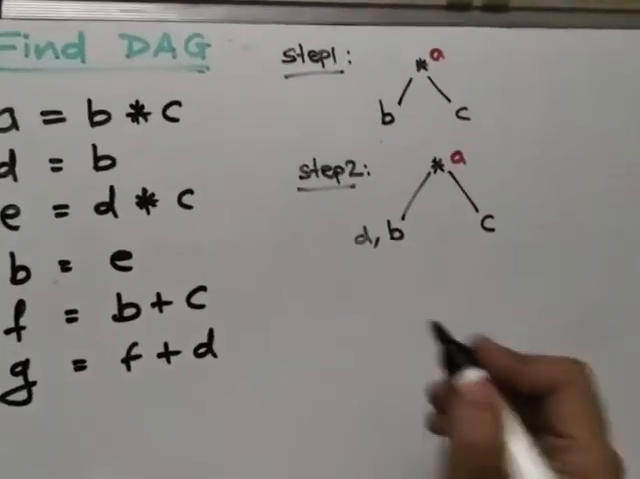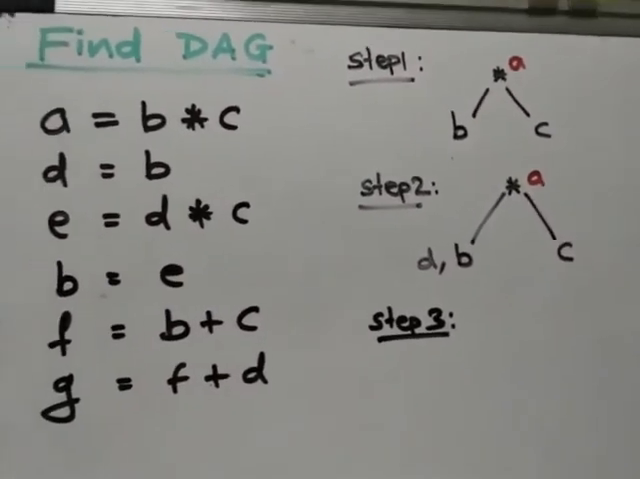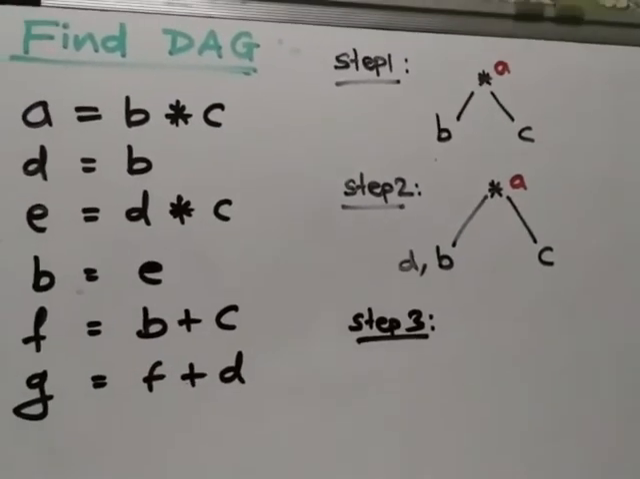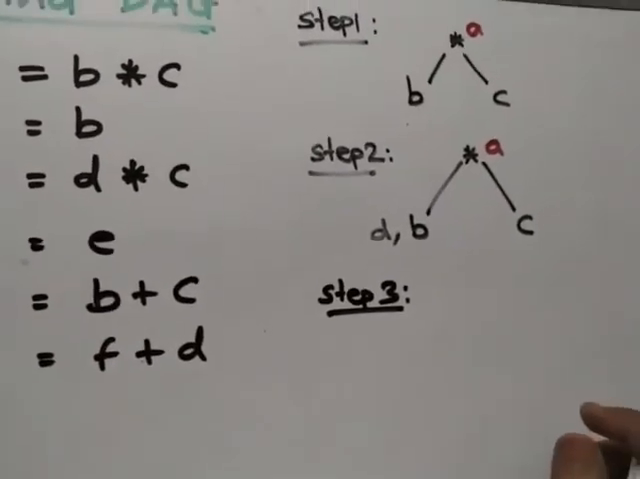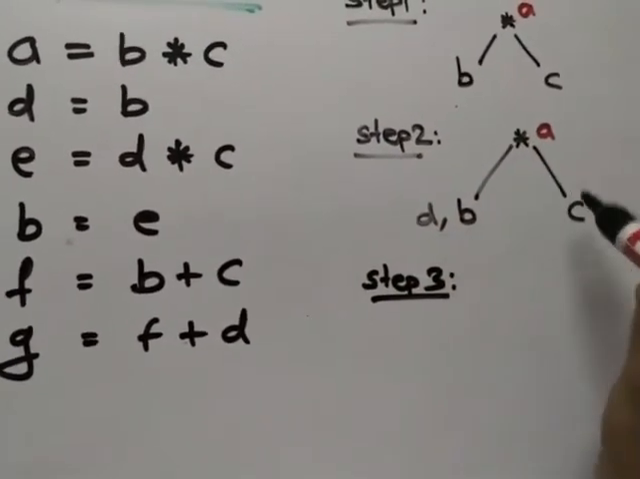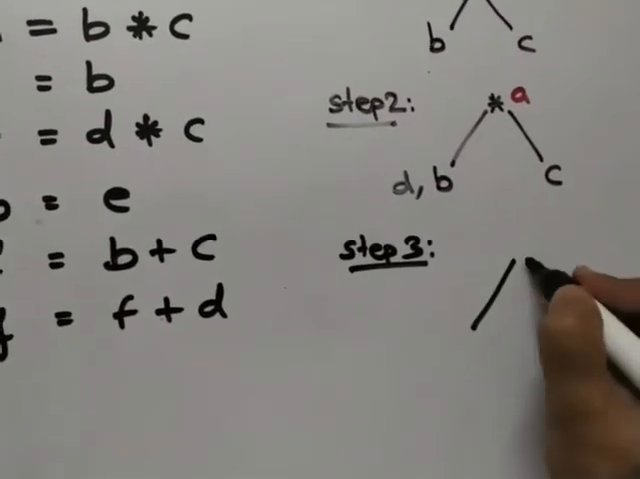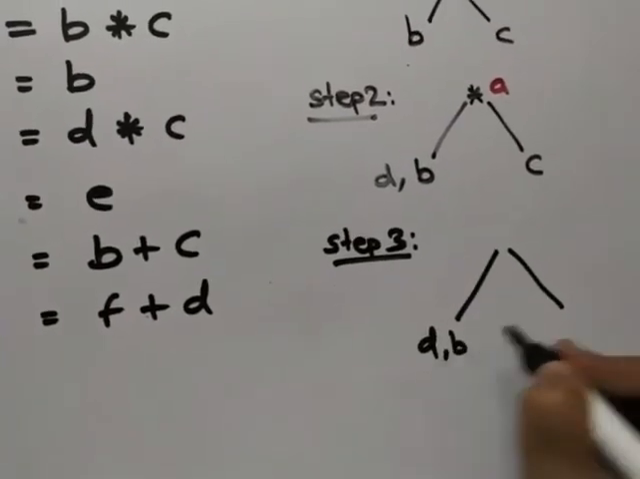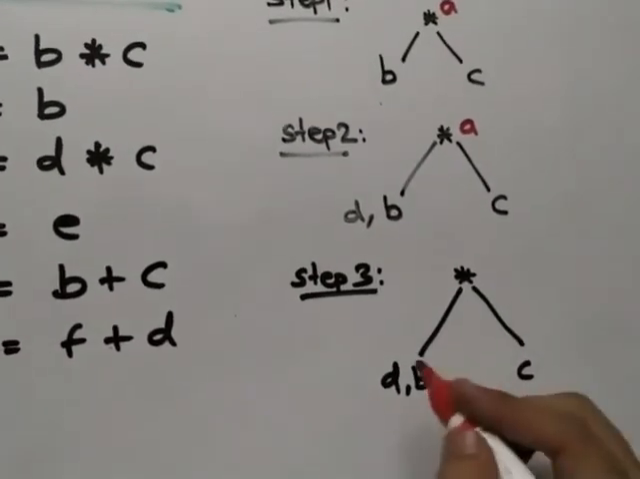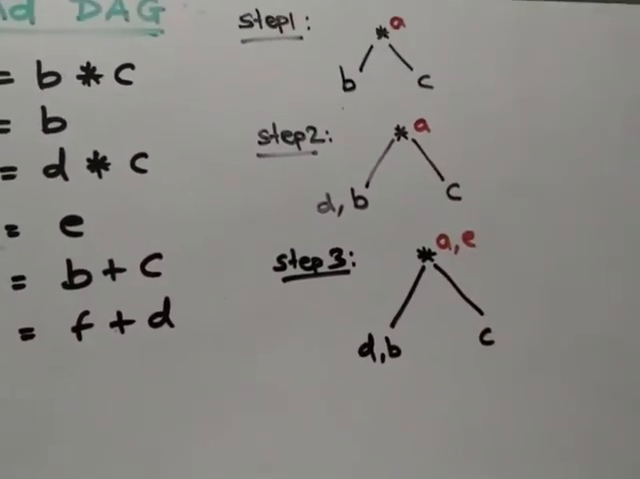Now take the third statement. It is step number 3. For the third statement, E equal to D star C. Now you can observe that in the earlier step D star C is already present, so no need to redraw it again. So simply, D and B are here, so this D star C operation is there, and I will call this D star C operation as E, so E will be appended there.